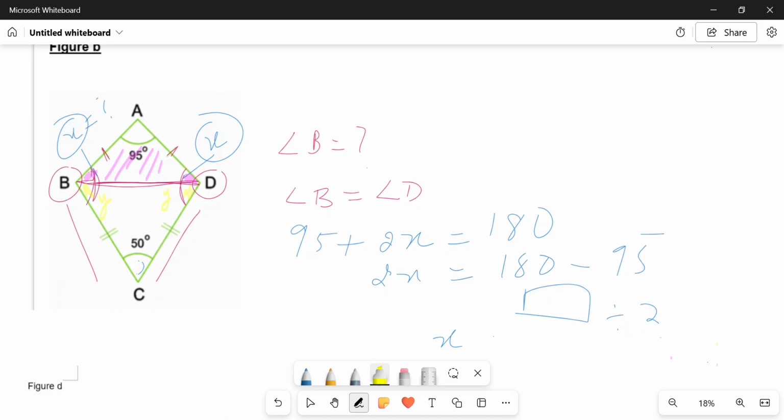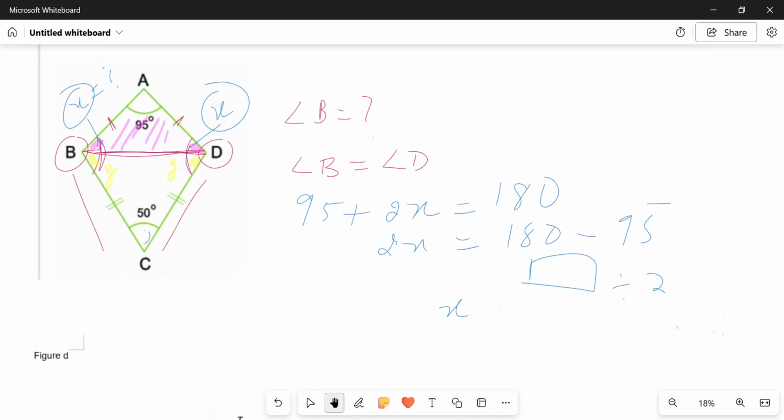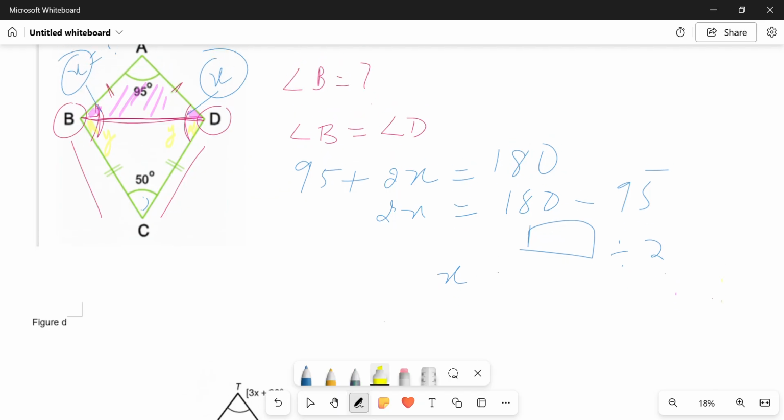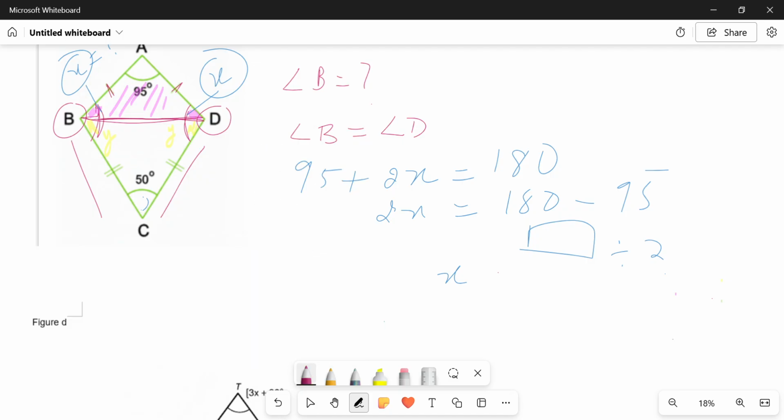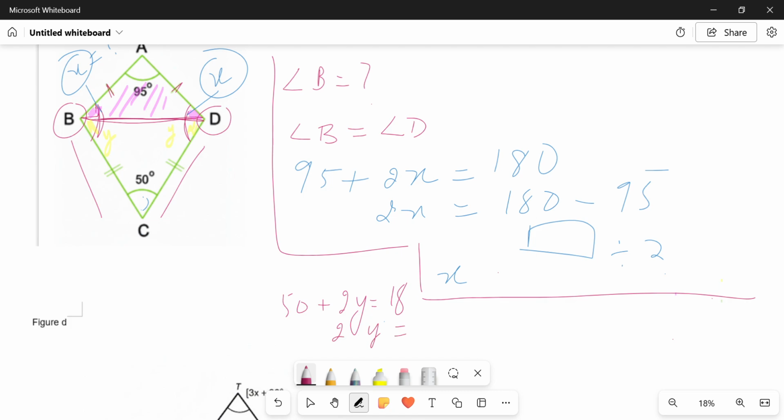So are you going to solve this? Here, this is about X1. Now let's do the Y1, the second triangle. Same thing. So 50 plus 2Y equals 180 degrees. So 2Y equals 180 minus 50 degrees. Whatever the answer comes, you need to divide it by 2. Then you will get Y here.